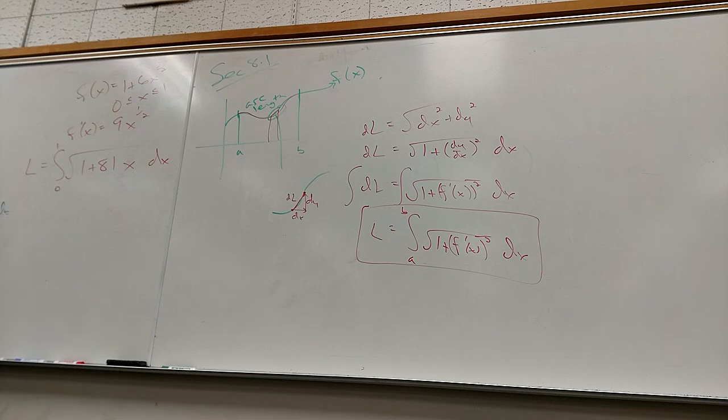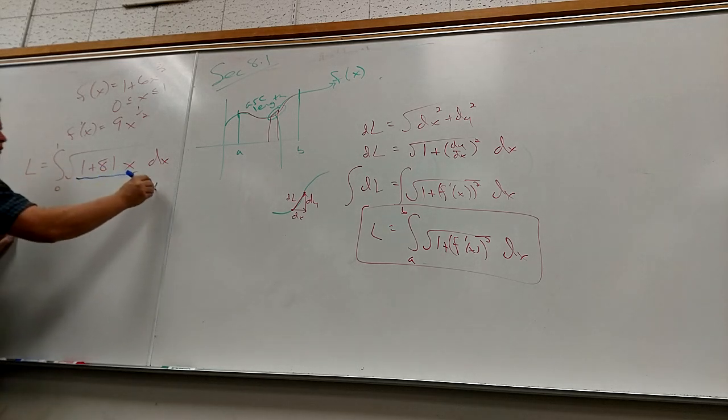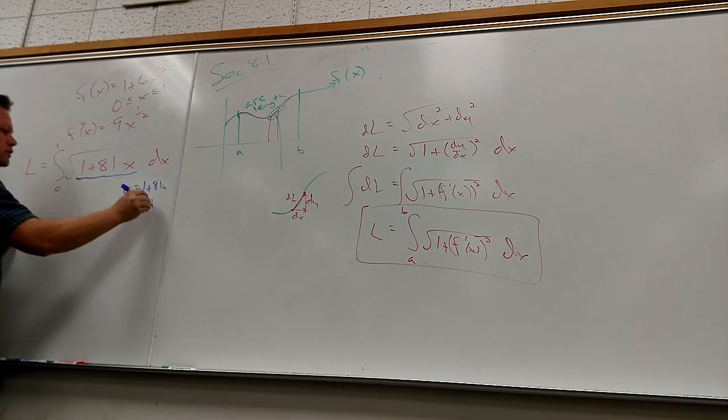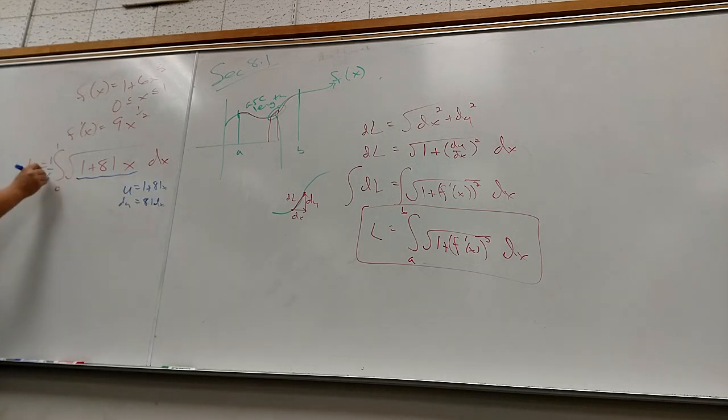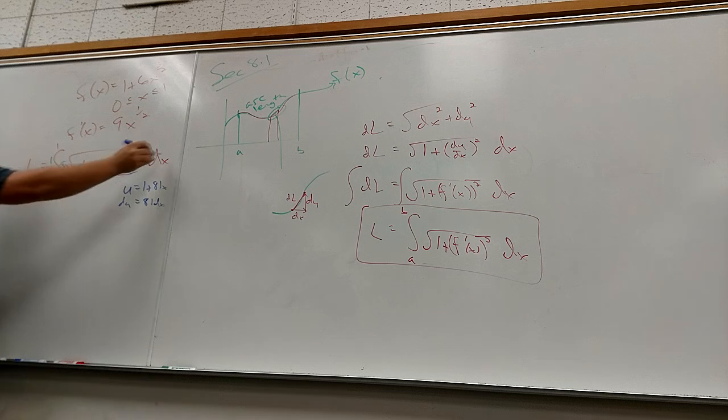And the way to do this one is like the third thing you learn in Calc 2. It's actually trig substitution. Yeah, that sounds yummy. All right, so if I make u equal this, du is 81 dx, so I need to do this. So the 81 dx is du.